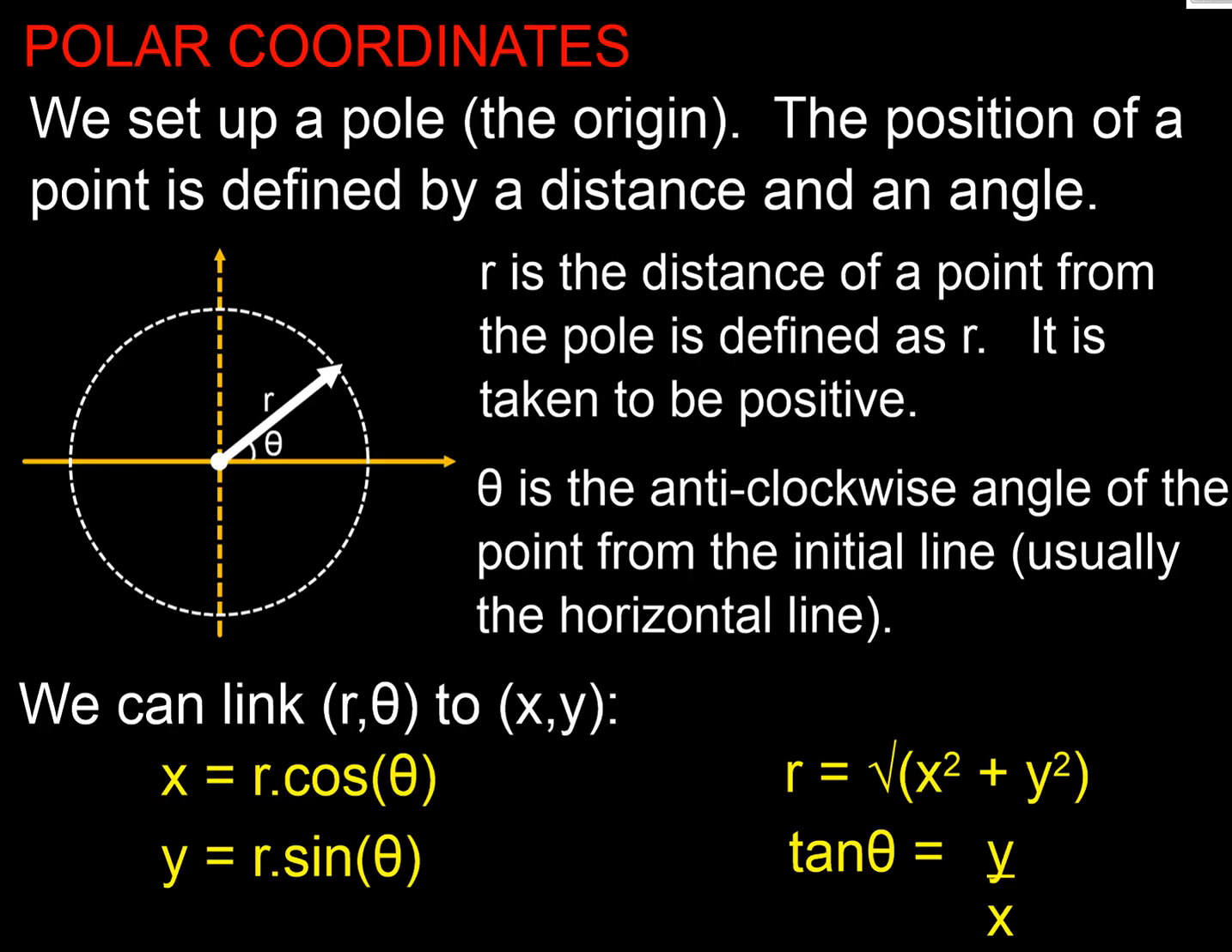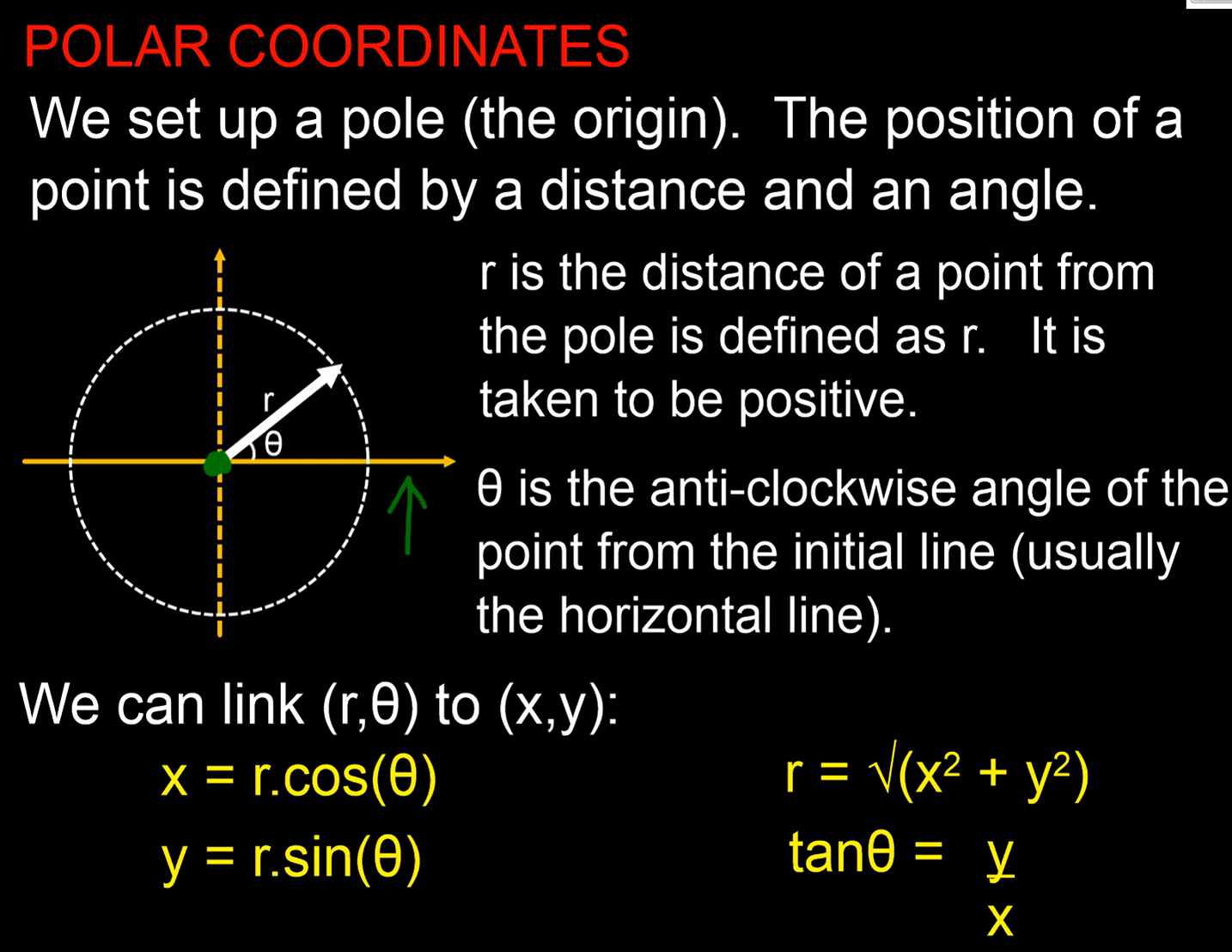Okay. What do we need first? Well, we need a point, a pole. This is called a pole. There it is. And that's where everything's measured from. So if I've got a point, I'm going to measure the distance from that pole. Secondly, I need an initial line, which I'm going to measure all my angles from. That's the line there. Usually it's the horizontal line.